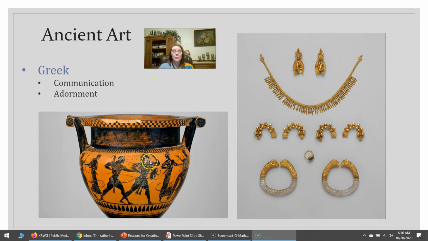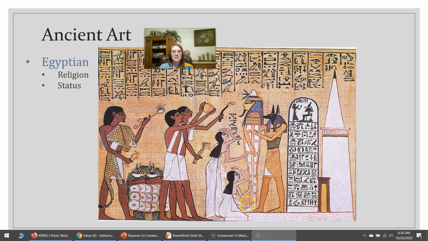And it's pretty cool. You can see these paintings that are on pots and vases are a lot of times mythological stories. So if you've heard of Greek mythology, you can often see the stories on these vases.